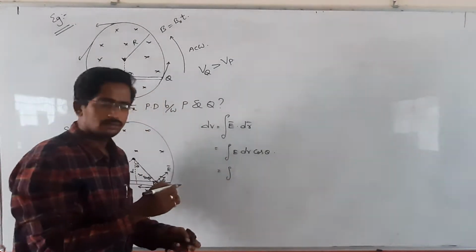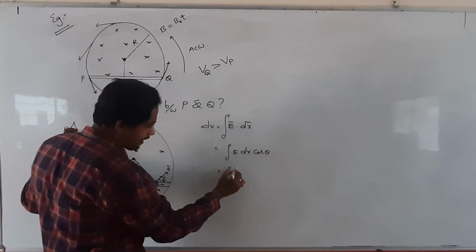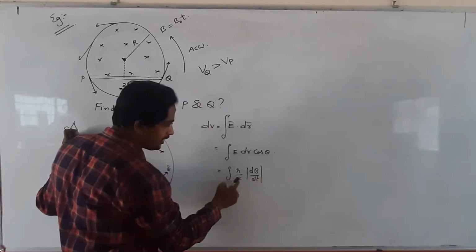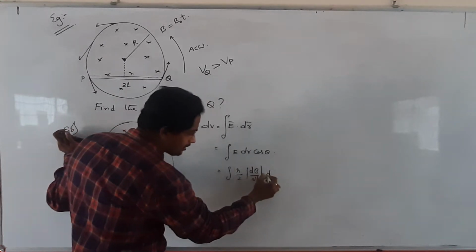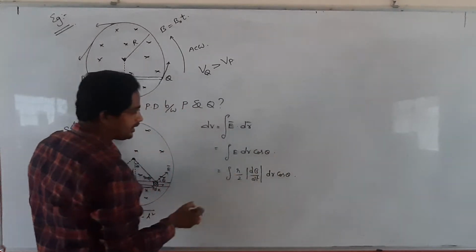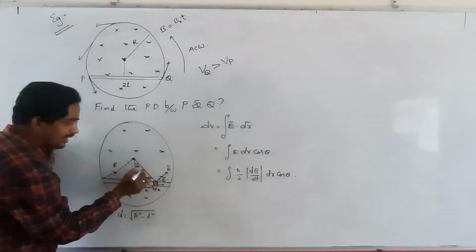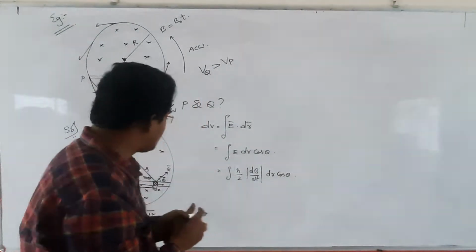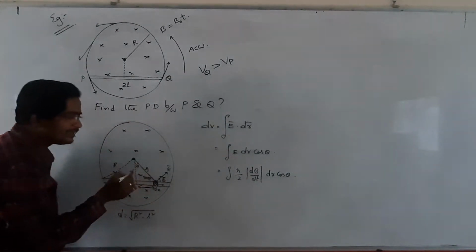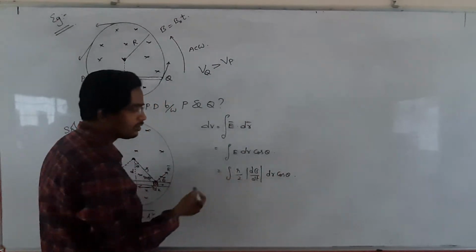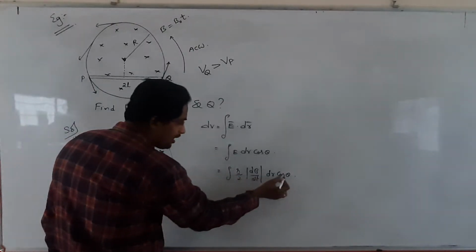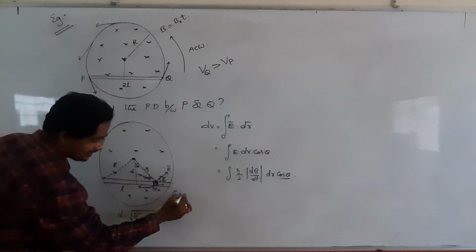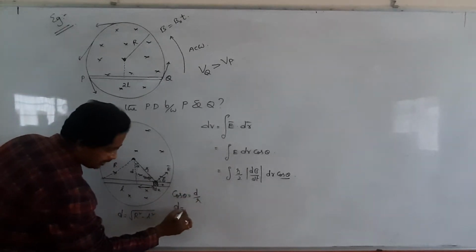The electric field intensity here is R by 2 into dB by dt into dr cos theta. This distance, if you let it be small r, we don't know this value actually. Then the intensity at a distance of r is r by 2 into dB by dt, that you know well. So here r cos theta means d. In this right angle triangle, cos theta is d by r, so d equals r cos theta.